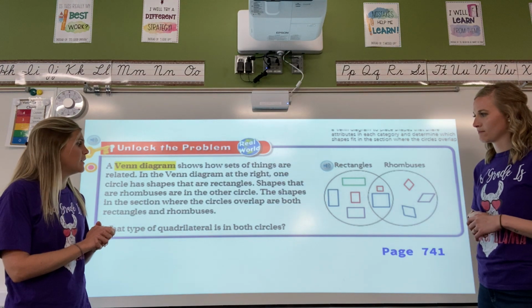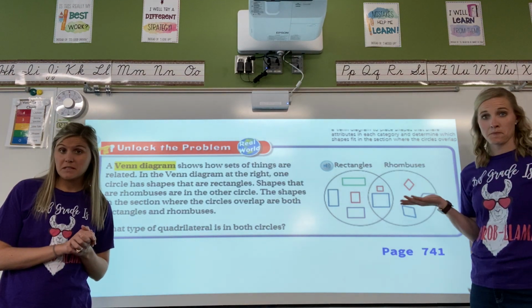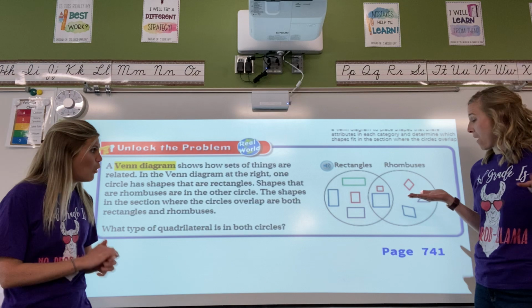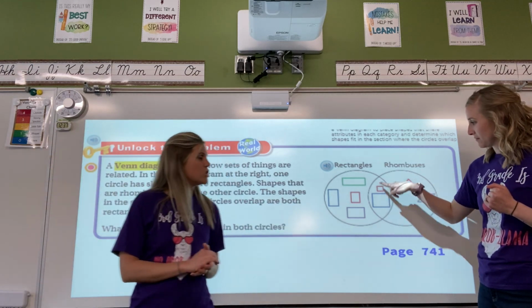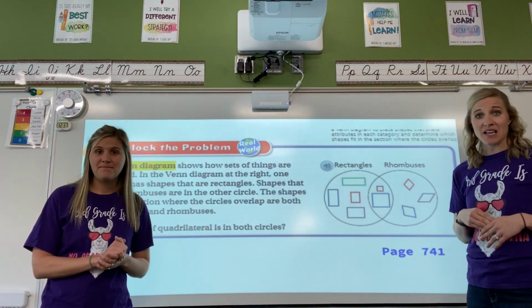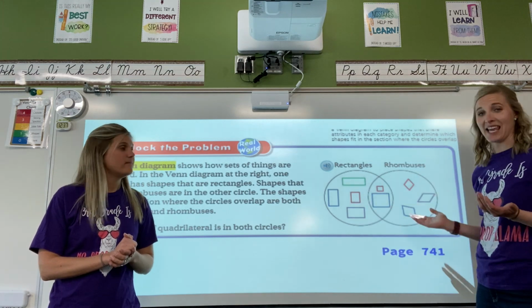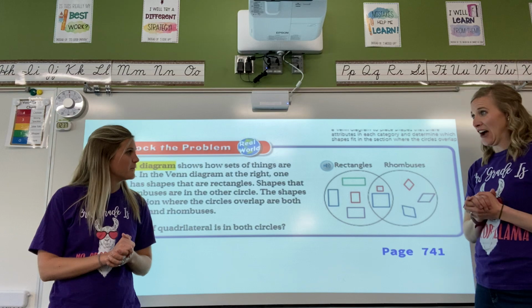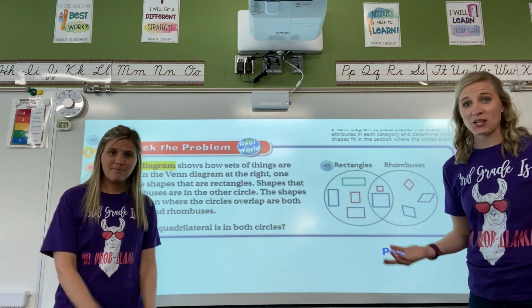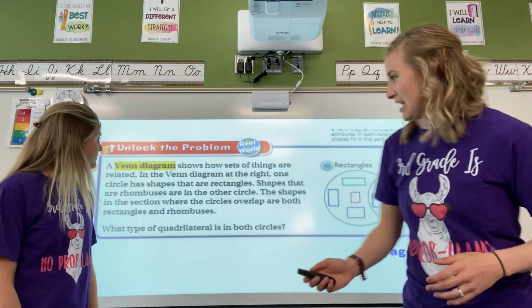What type of quadrilateral is in both circles? Well, we want to look to see where they overlap, and which shape is that? That would be our square. So a square is both a rectangle and a rhombus. Alrighty, let's get started and see how we're going to use Venn diagrams in math today.